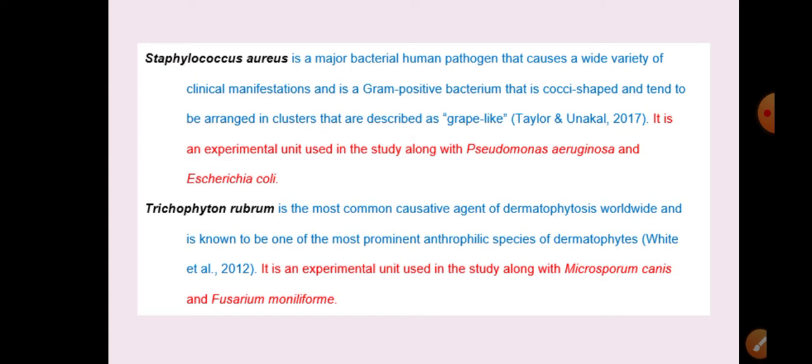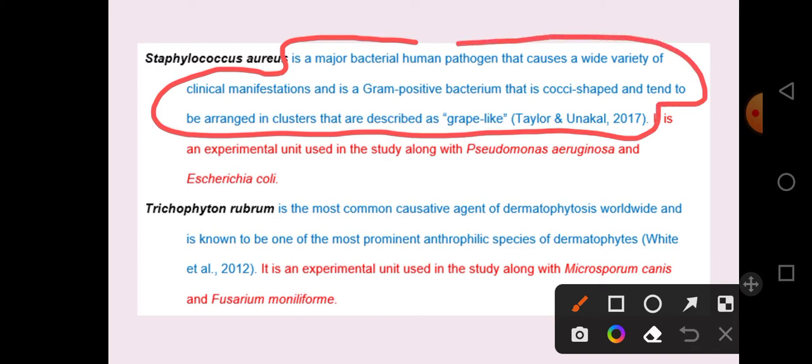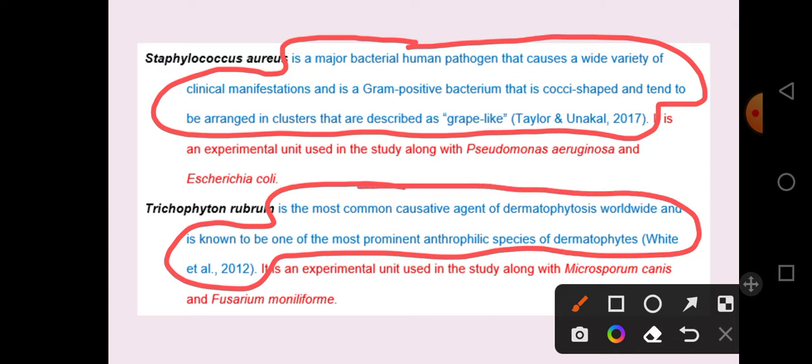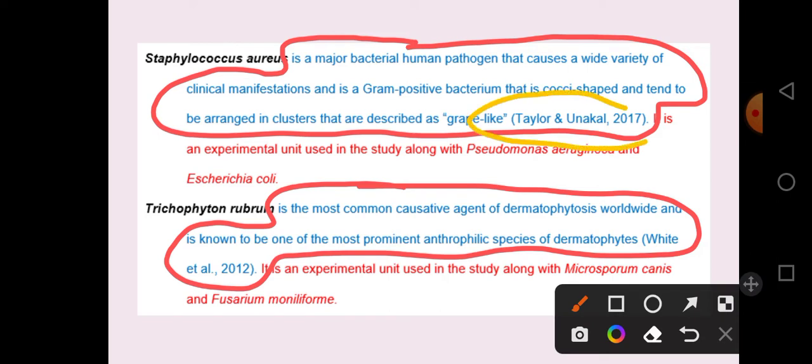So notice, class, the genus definition highlighted in blue. What do they have in common? Notice that their definitions contain a citation. So that is their similarity. The definitions highlighted in blue contain a citation.